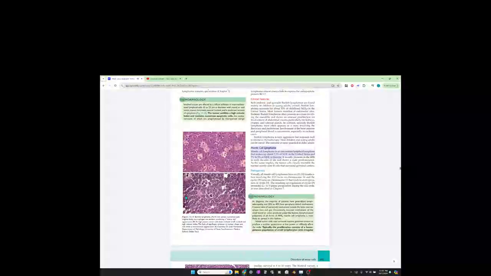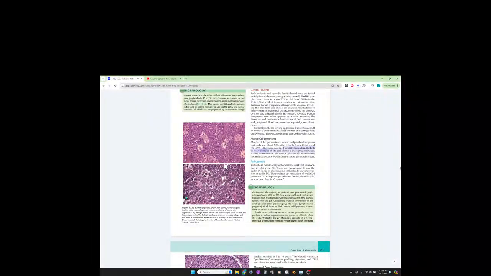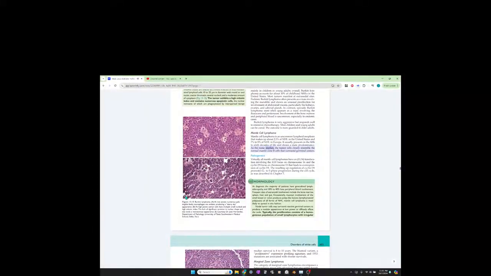Mantle cell lymphoma. Mantle cell lymphoma is an uncommon lymphoid neoplasm that makes up about 2.5% of NHL in the United States and 7% to 9% of NHL in Europe. It usually presents in the 5th to 6th decades of life and shows a male predominance. As the name implies, the tumor cells closely resemble the normal mantle zone B cells that surround germinal centers.